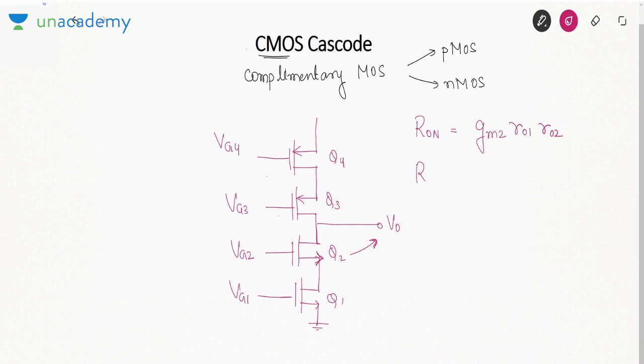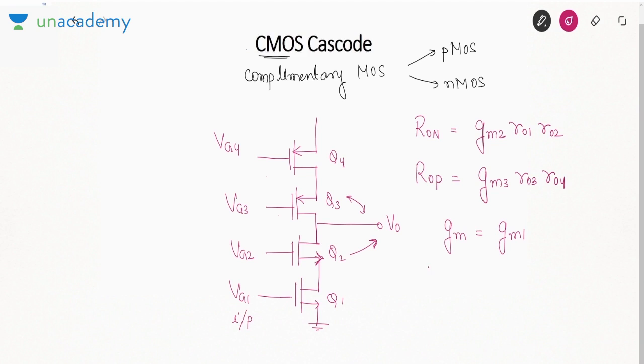What about PMOS? Which transistor is near to the output? Q3. So gm3, r03, r04. So these are the output resistances. What about overall transconductance? That is the transconductance of the transistor where the input is connected: gm1, because the input will be connected at Q1.